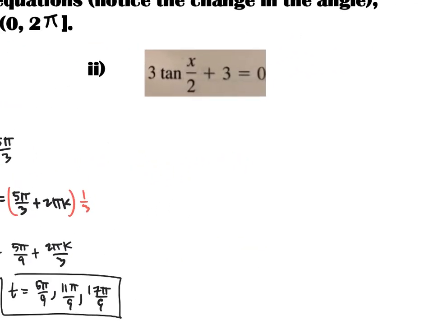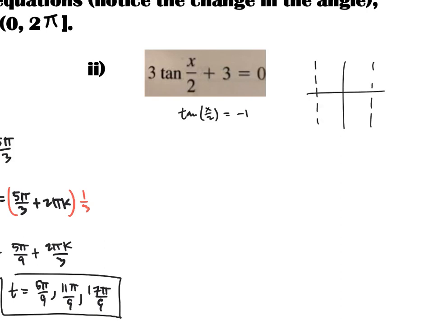Okay, let's look at the other equation on this slide here. All right, so let's go ahead and isolate tangent of x over 2. So let's subtract 3 and divide by 3. That means that the tangent of x over 2, we want to know where it equals -1. Well, let's look at a graph of tangent of x over 2.